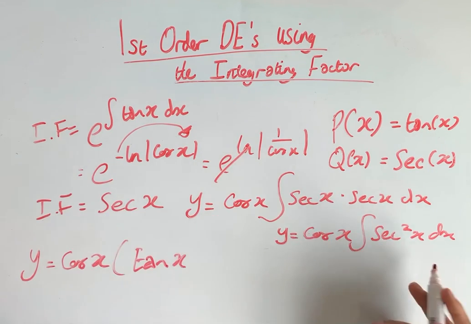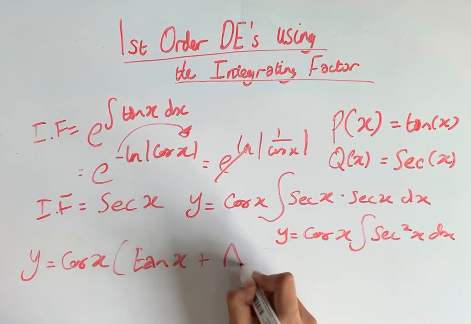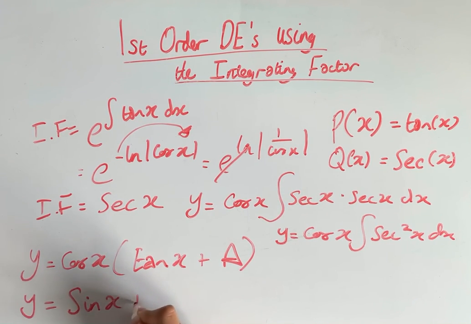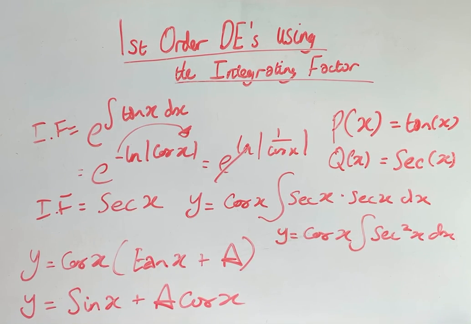And here, obviously, don't forget the constant. I'm going to say plus a. So it's cos x multiplied by tan x plus a, which will give me a general solution of sin x plus a cos x to the differential equation. And that was a derivation of the equation to solve first-order differential equations using the integrating factor, and an example of how to do it.